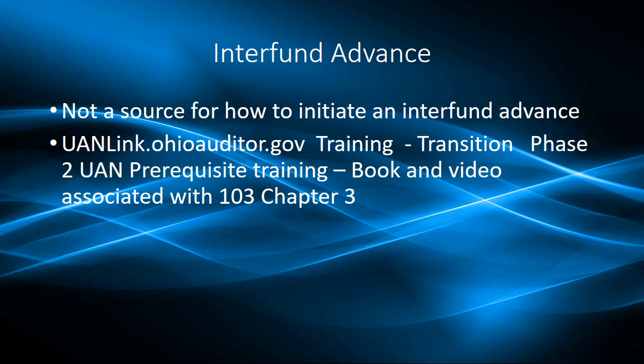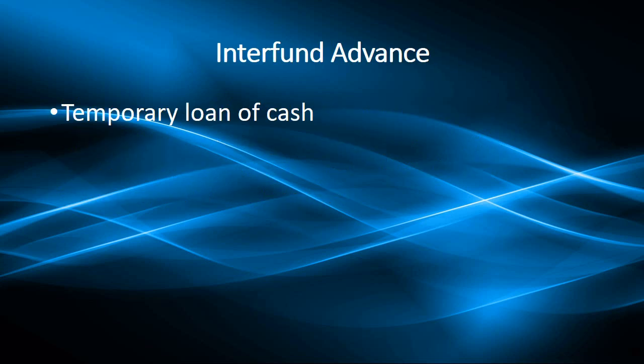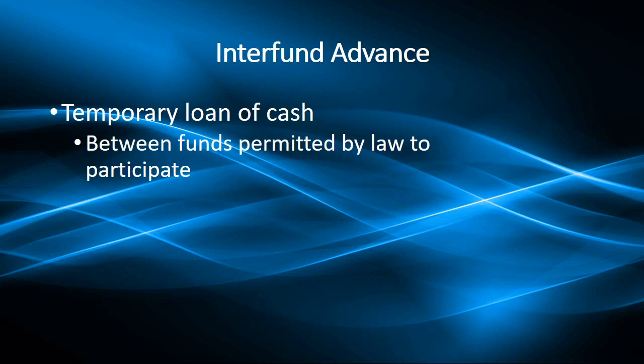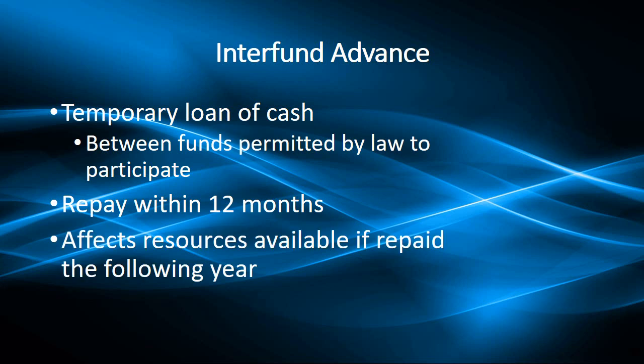The book in the video associated with 103, Chapter 3 has a section regarding Interfund advances. Basically, an advance is a temporary loan of cash between funds permitted by law to participate. You can't just pick and choose as you want. They must be repaid within 12 months, and it affects the resources available if repaid the following year. Let me take you to the UAN software and show you how to repay an Interfund advance.